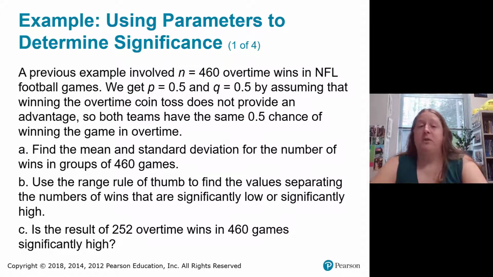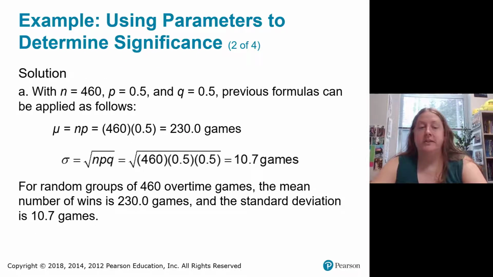So let's go back to the football example and figure out whether the result of 252 overtime wins is significantly high. To do this, we need to find the mean and the standard deviation for the number of wins in groups of 460 games when our probability of success is 0.5. And we'll need to use that range rule of thumb. First things first, let's find the mean and the standard deviation.